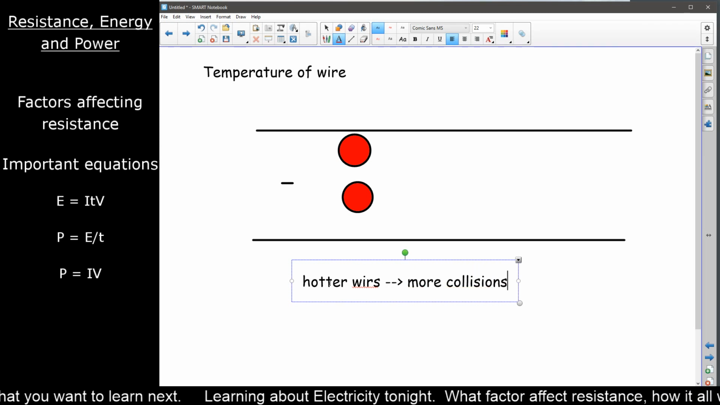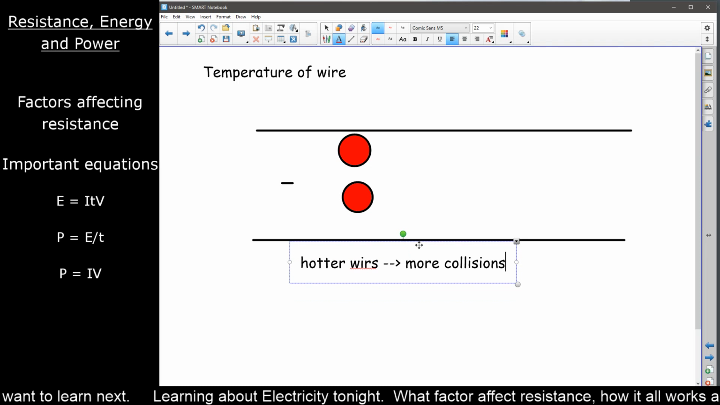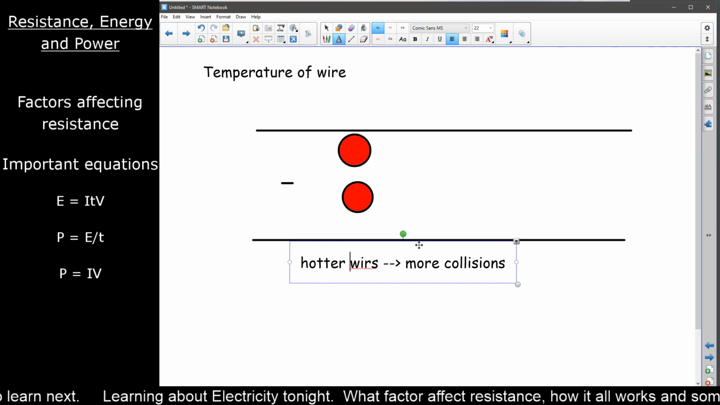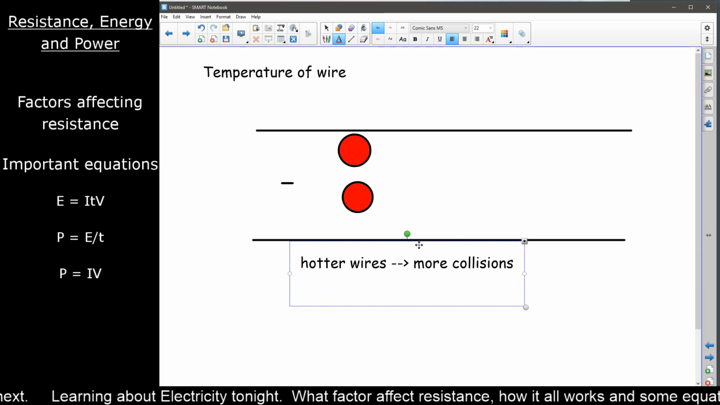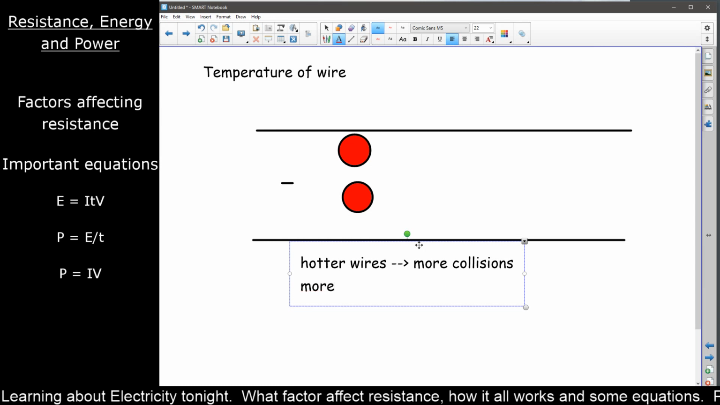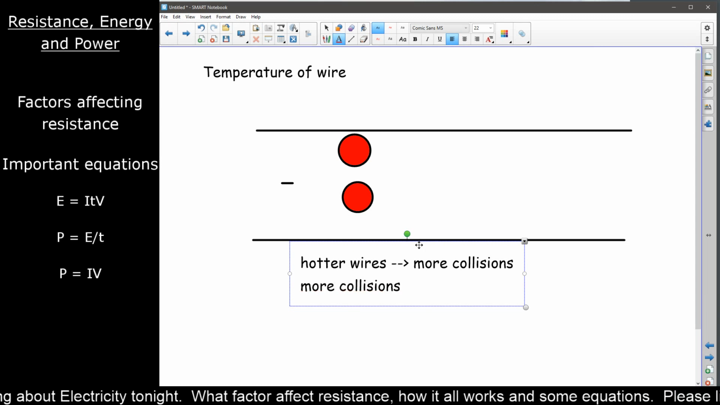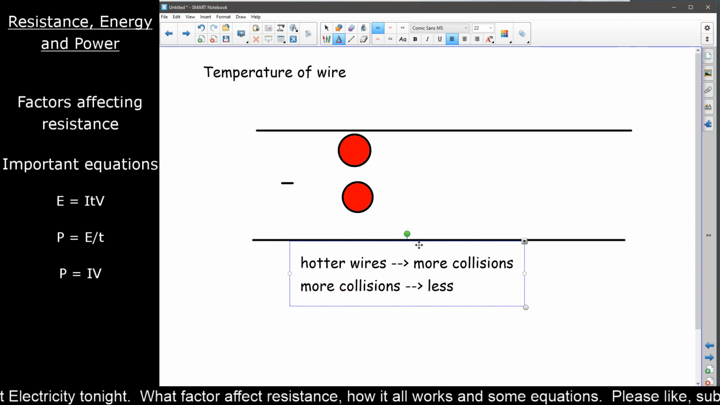And I hope we can now fill in the rest of this almost automatically ourselves. Hotter wires, let's try to get the spelling right. Hotter wires, more collisions. More collisions means less current.